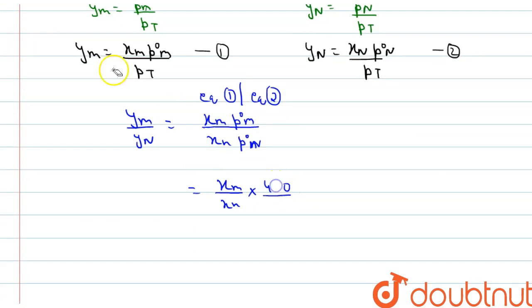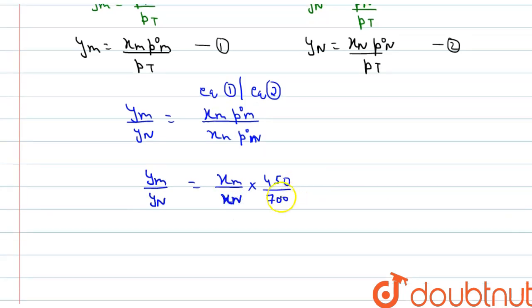This is 450 divided by 700, and this is equal to Ym divided by Yn here. This is xn here, right? Now the left term will be Ym divided by Yn equals xm divided by xn multiplied by 9 by 14. The 0 will be cancelled out by this 0, and this will be cancelled with 5, the table of 5. So this will be 9 and this will be 14.